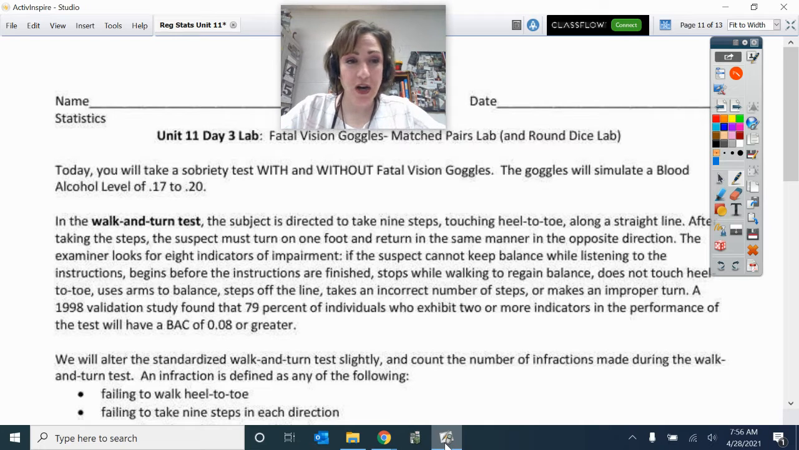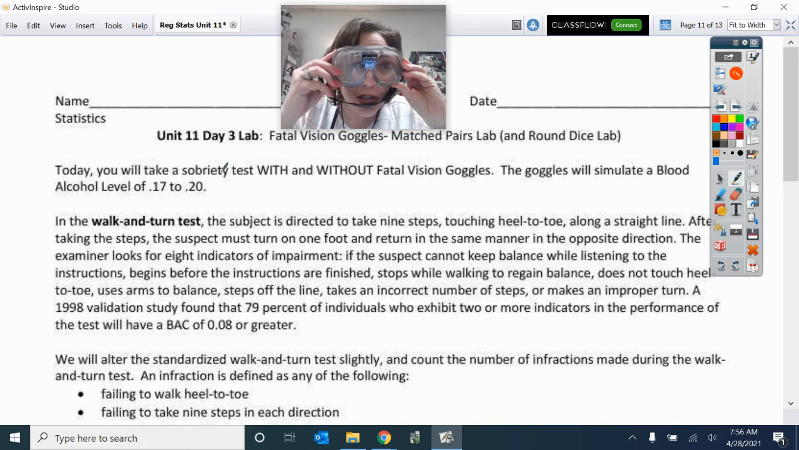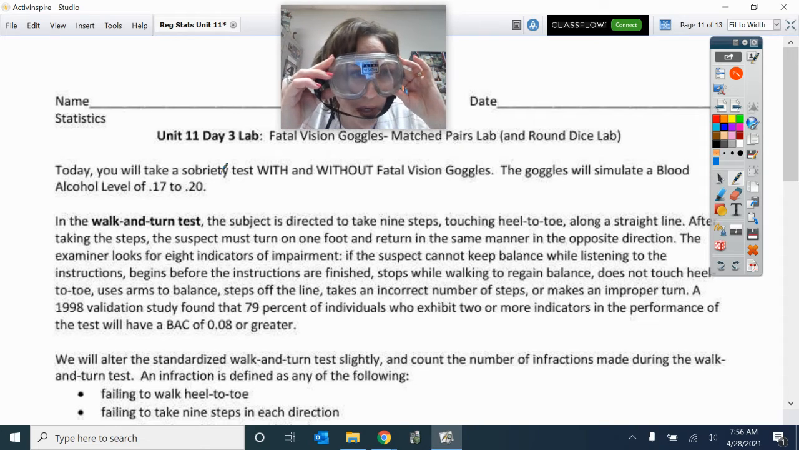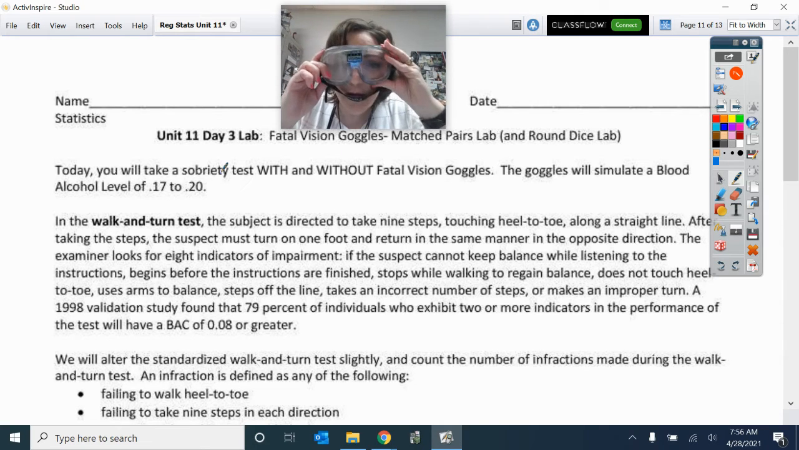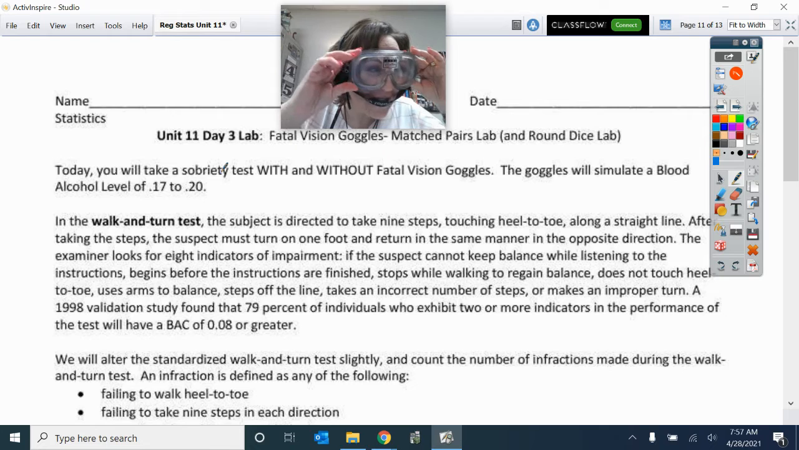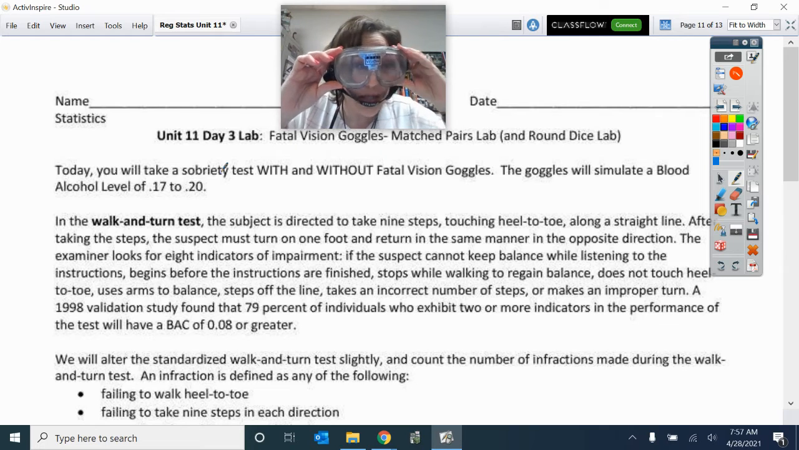Okay, so here's how this works. Today you are going to take a sobriety test with and without. So here's with. Look, here's your goggles. Pretty crazy. You'll wear these, and they definitely impair your vision. They will simulate a blood alcohol level of 0.17 to 0.2.